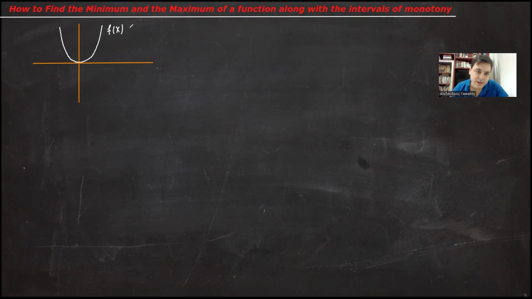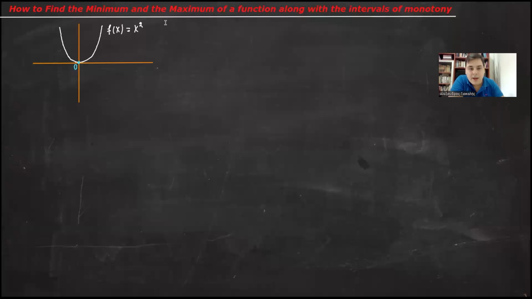f(x) is equal to x squared. As can be visibly seen, we have a minimum, which is a total minimum, at x coordinate equal to 0, and the minimum is equal to 0. So, how are we going to find this minimum algebraically?